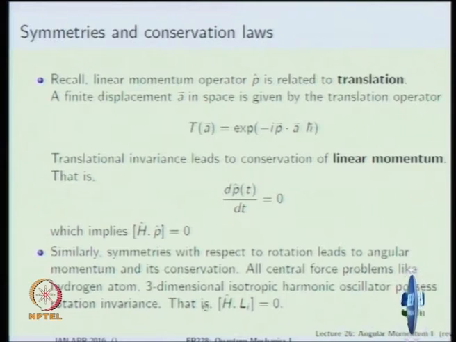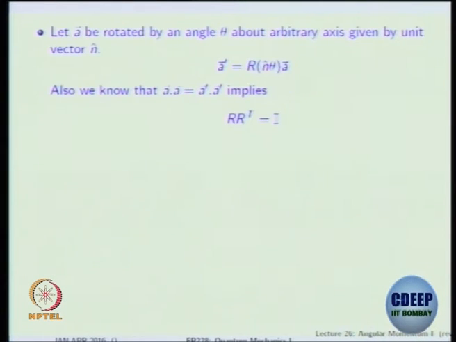But we will go over this a little slowly. So take a vector A, rotate it by an angle theta about any axis given by a unit vector n-hat. You can take this axis to be the z axis for convenience, but you can take it to be any arbitrary axis. Will the vector A remain the same? It won't. It will change under rotation.